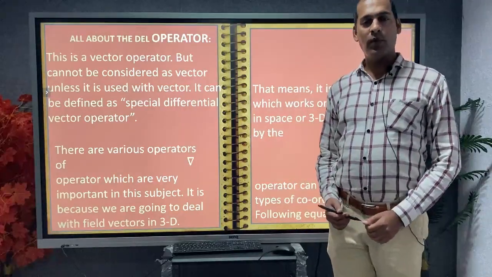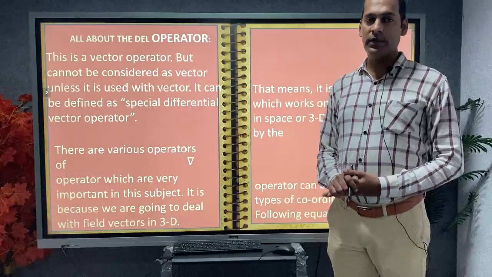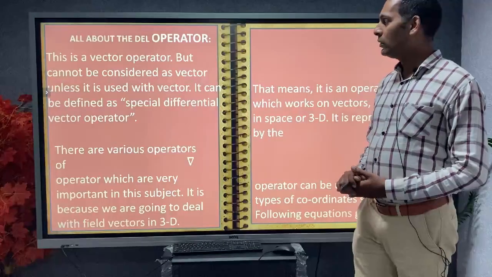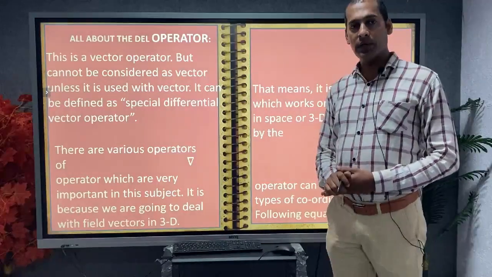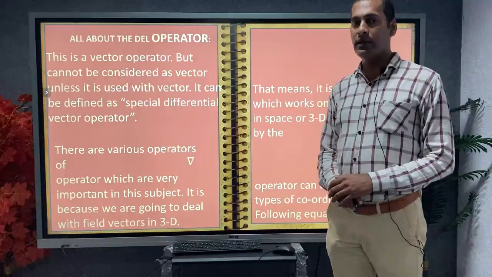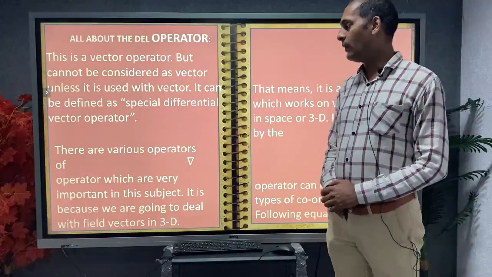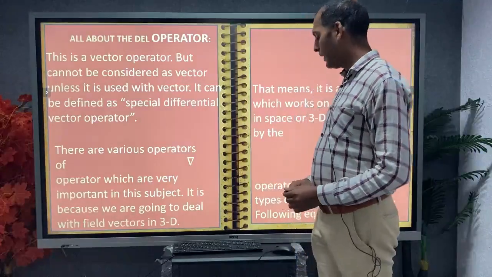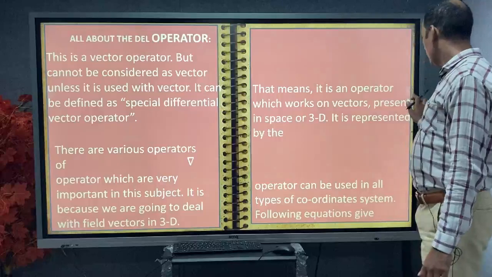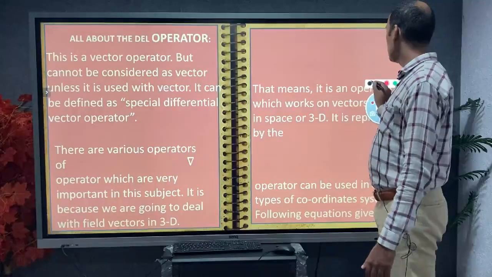Today we will discuss the del operator. Del operator is a very important concept in this subject, so today we will discuss all about it. It is a vector operator, but we cannot directly consider it as a vector unless it comes with a vector. So it is called a spatial differential vector operator, where spatial indicates something which is related to space.